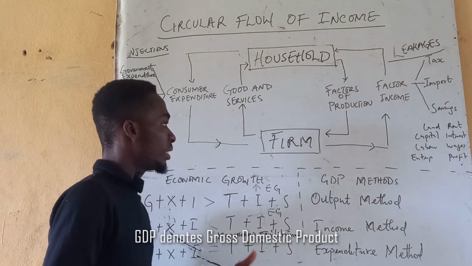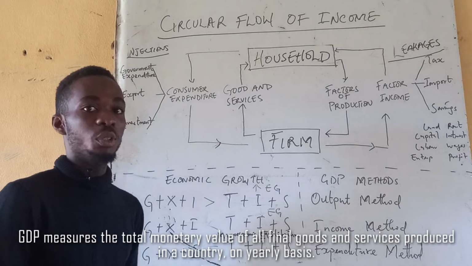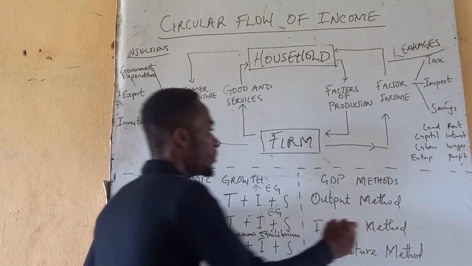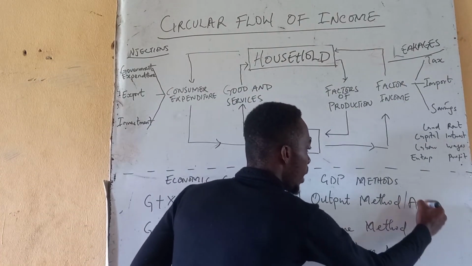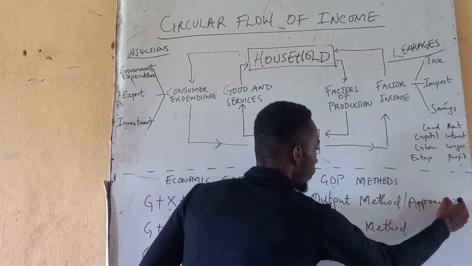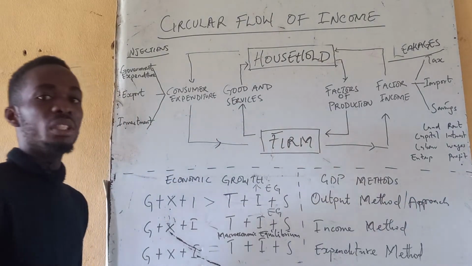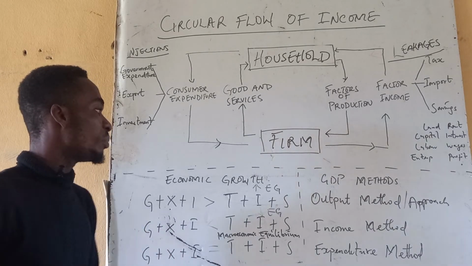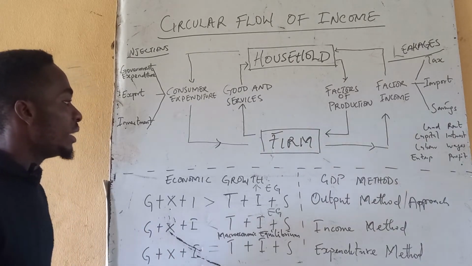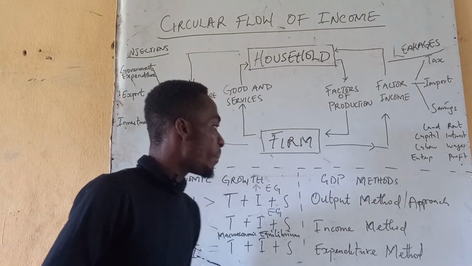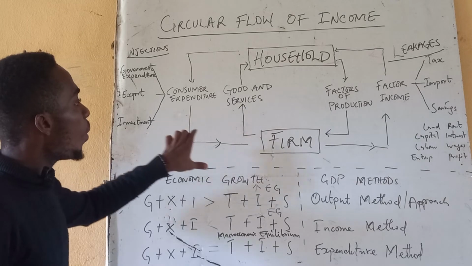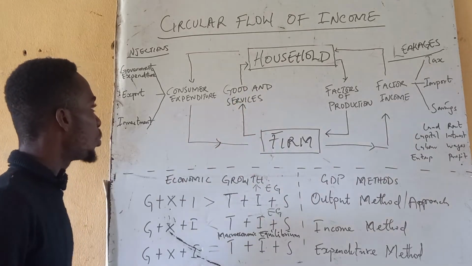Now, for the GDP methods, this is one way to calculate GDP using the output method or output approach. So GDP measures the monetary value of all goods and services in an economy. If we are to use the output approach to measure GDP, then we are going to be checking all goods and services produced by the firm.